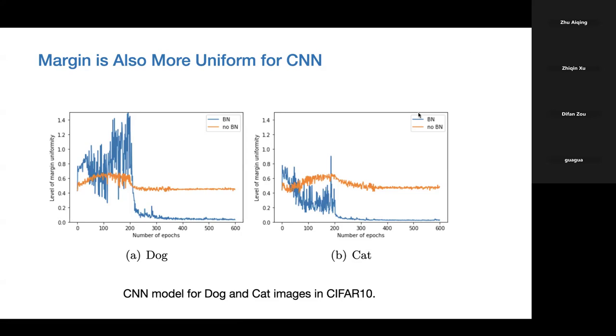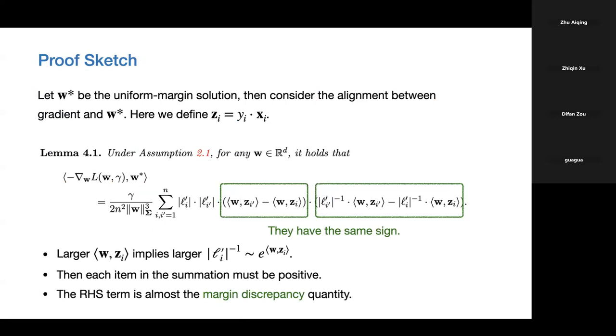Sorry, I still have some proof sketch. The proof sketch is pretty straightforward, and we just want to prove that we can converge to the uniform margin solution. The idea is pretty straightforward. We just characterize the inner product between the update direction and the point we want to converge to. If this is positive, it means we always move towards this uniform margin solution W star. And by doing some simple calculation, we find something good.